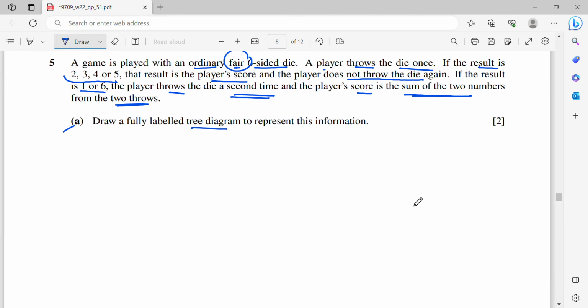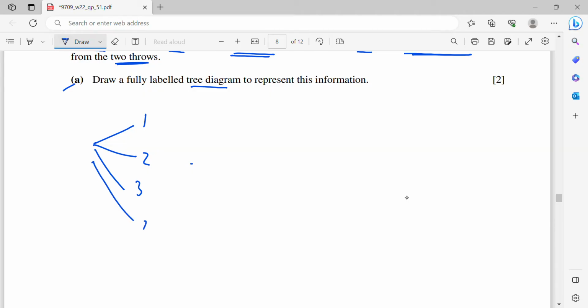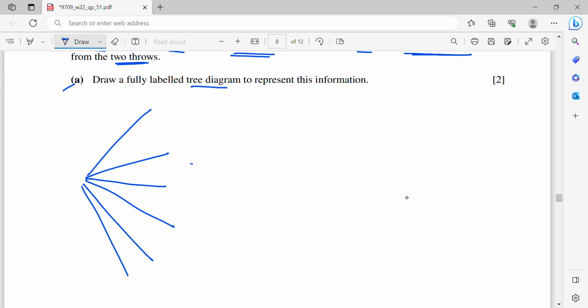Okay, so now since we have a 6-sided die, so here 1, 2, 3, 4, 5. Okay, maybe I have to draw properly. Right, so 1, 2, 3, 4, 5, 6. So each of them will be 1 over 6 probability because it is a fair die.